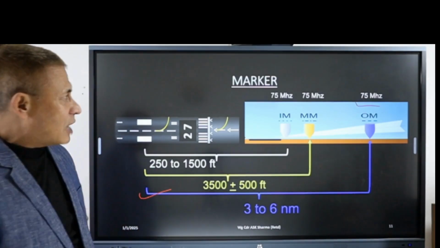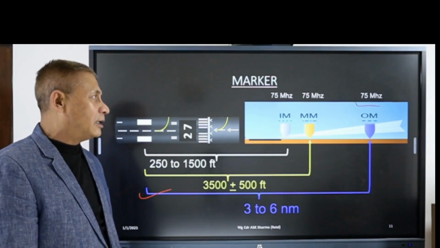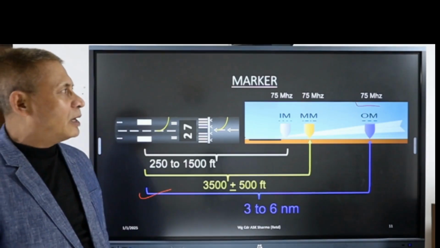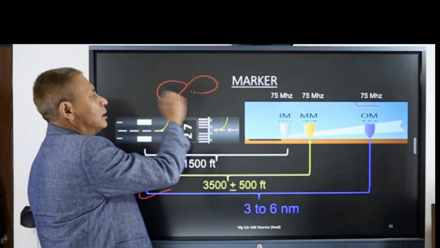Marker beacons are the beacons which let the pilot know the distance from the touchdown. These marker beacons are of 3 types: outer marker, middle marker, and the inner marker. All of them transmit at the frequency of 75 megahertz, which is a fan marker beacon.